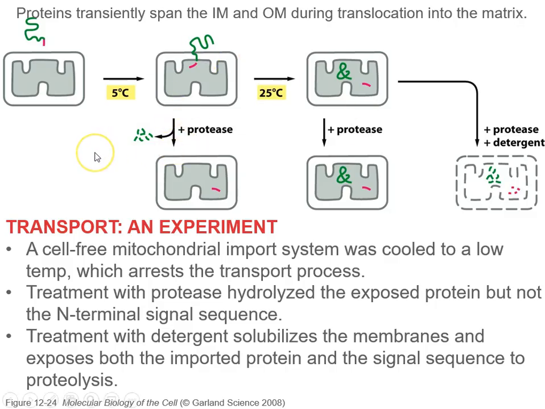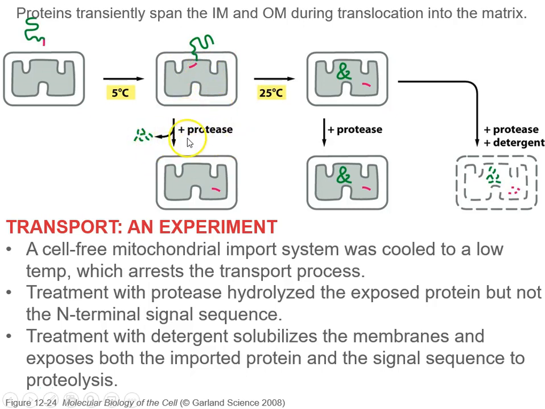So we can do some experiments to show that there is this signal sequence that targets these proteins to the mitochondrion. You can do a cell-free system where you just isolate mitochondria. So here are my mitochondria, and then here's my protein up here, and the protein is shown in green with a sort of pink signal sequence. The signal sequence is directed to Tom, which is not shown in this picture, but it starts to thread itself through. But if you carry out this experiment at 5 degrees, that translocation process can't occur completely. So that means that the signal sequence ends up inside, but the rest of the protein is outside.